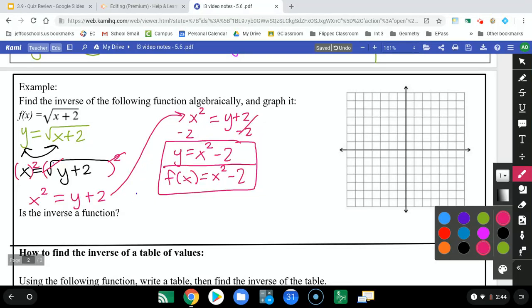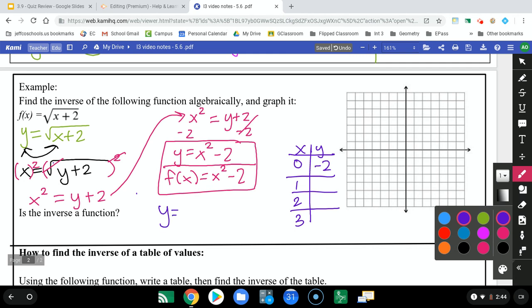When you're graphing this, remember how to graph a quadratic. You can either do your table or you can do the pattern. Doesn't matter. So here's x, y. Always start with our vertex. Our vertex is at 0, -2. And then when we're solving for it, we go up by 1, 2, 3. So if we're doing this, we plug 1 in, so y equals 1 squared minus 2. You're going to get y equals 1 minus 2, which is y equals -1.